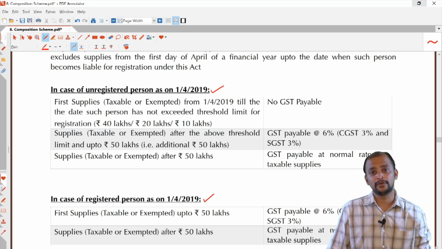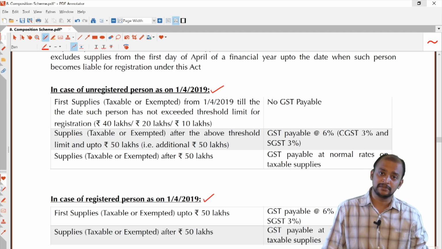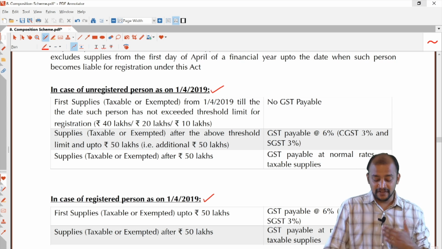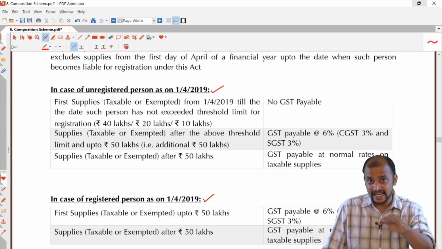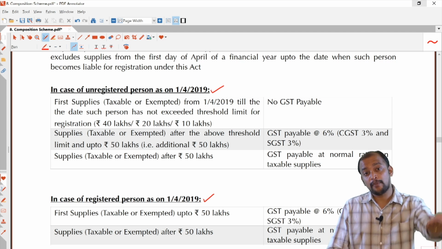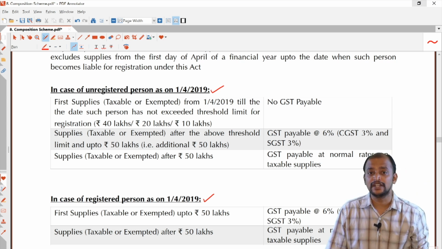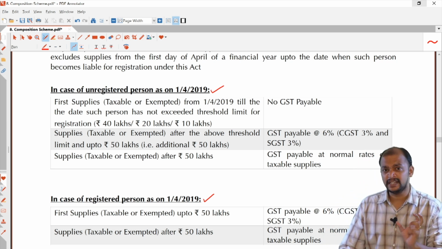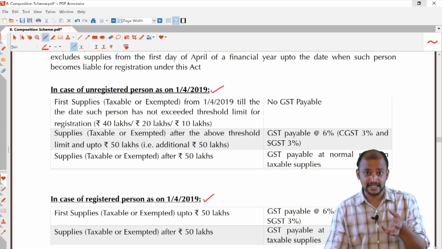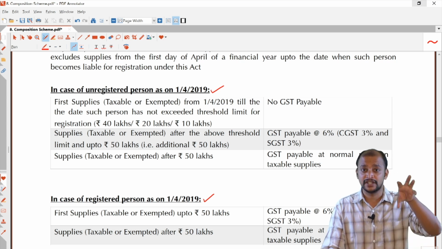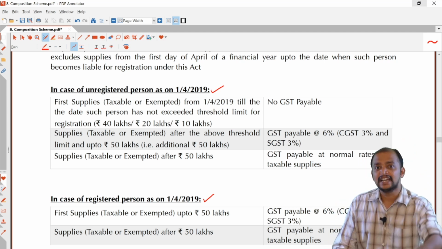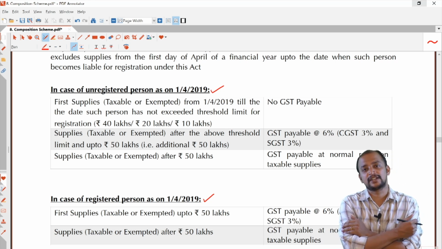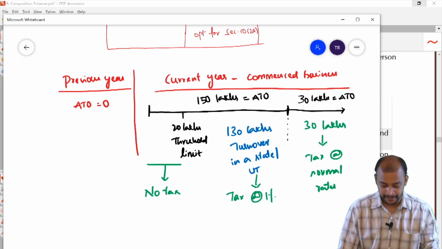On the remaining amount only GST will be payable at the rate of 6%. So therefore we analyze that when the threshold limit is there, there is no GST, and on the amount beyond the threshold limit we need to pay GST at the rate of 6%. But see the twist. Here this additional 50 lakhs interpretation came based on explanation 2, but as per 10 subsection 3, again there is a contradiction in that point. What is that contradiction? See this.